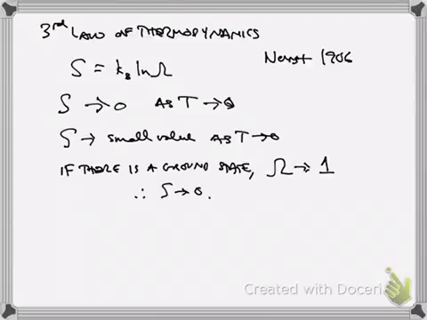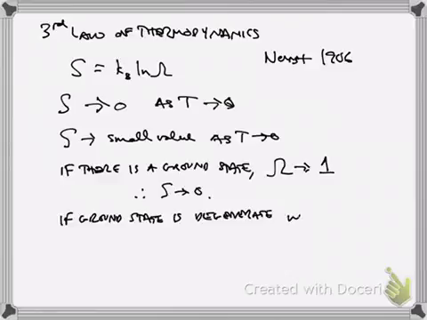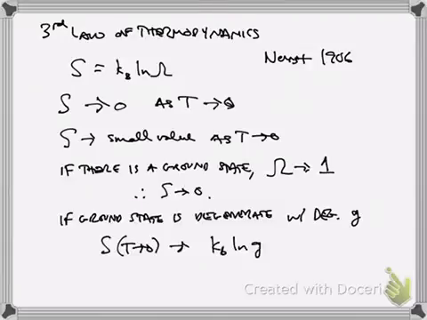Now, the one caveat here is that in real life you can have a situation where the ground state is degenerate. That's pretty rare, but it happens in systems like ice. You can have a case where the degeneracy is some little g, in which case S as T goes to 0 would approach k_B log g.